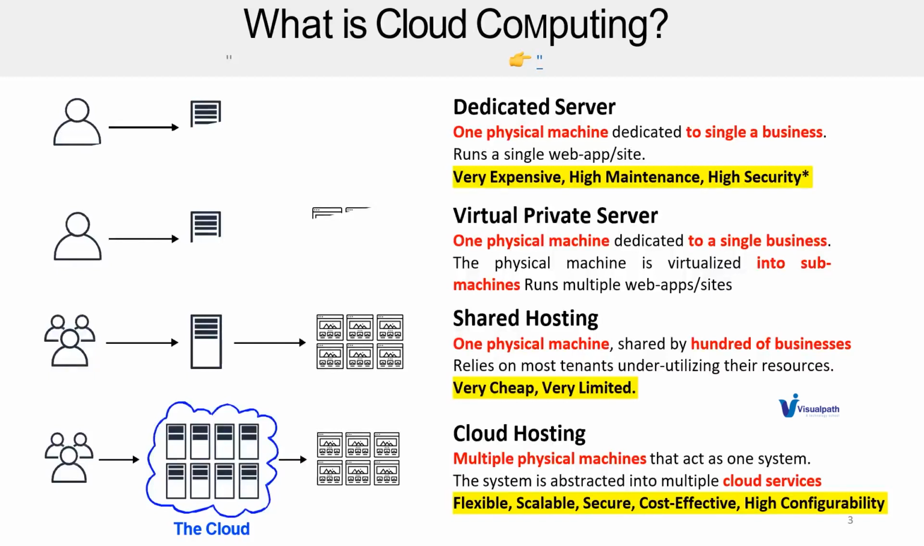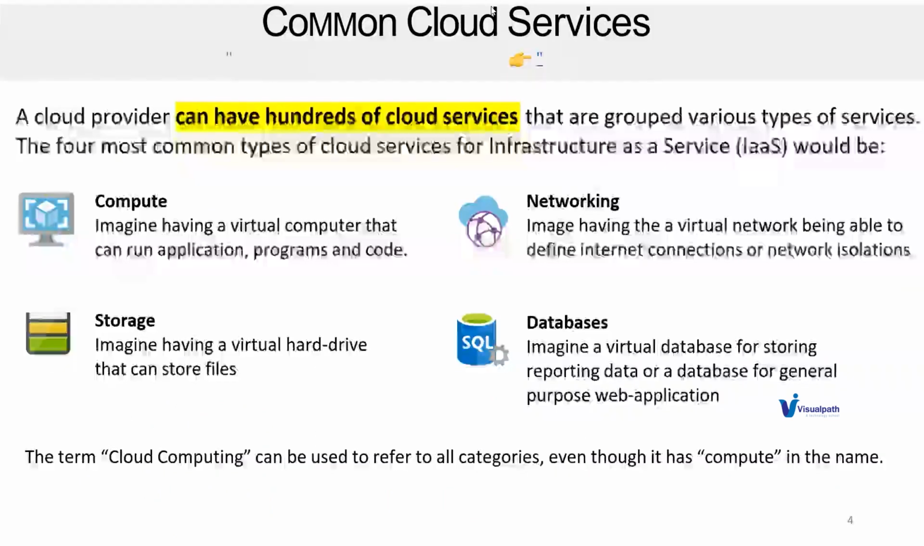The other thing you have here is cloud hosting. What is cloud hosting? Multiple physical machines that can act as one system. Multiple businesses can use this particular cloud. This is your on-premise shared hosting, but here this is something that can serve multiple users at the same time.